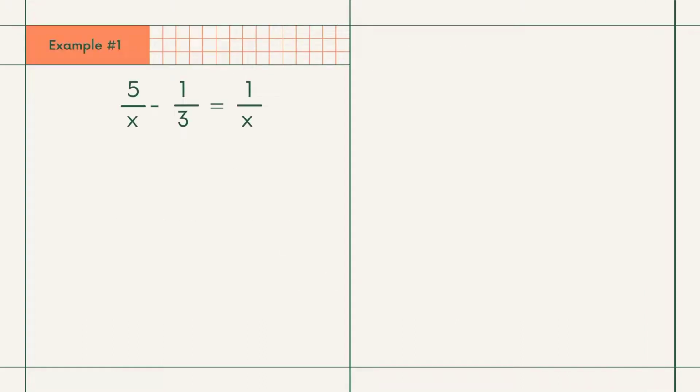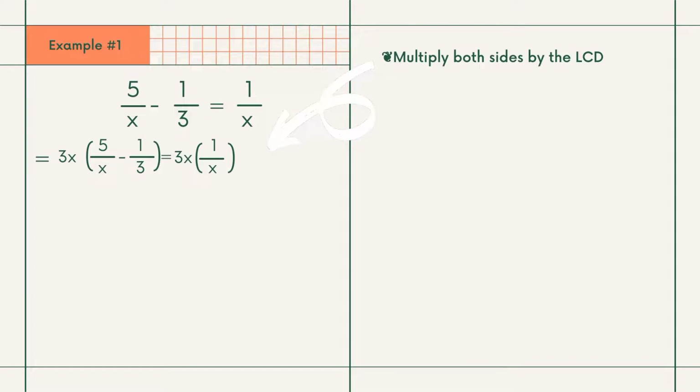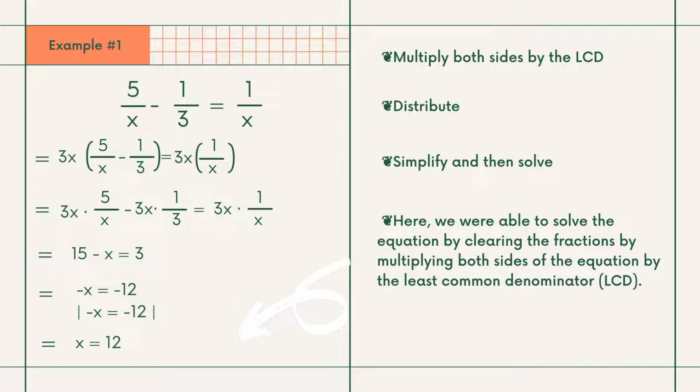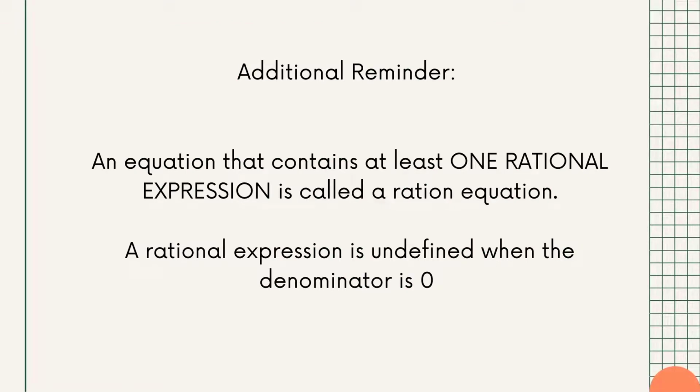For example, 5 over x minus 1 over 3 equals 1 over x. Multiply both sides by the LCD. Distribute, simplify, and then solve. Here, we were able to solve the equation by clearing the fractions, multiplying both sides of the equation by the least common denominator. Additional reminder: an equation that contains at least one rational expression is called a rational equation. A rational expression is undefined when the denominator is 0.